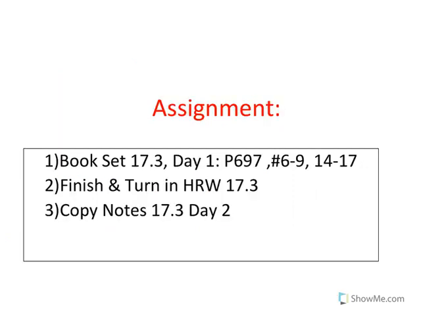Right, so that's the end of our notes for this is day 2, not day 1, 17.3, day 2. You are to do your bookwork number 6 through 9 and number 14 through 17. Right, and you are to finish your XRW and turn them in, and you are to copy down the notes for 17.4, day 1.